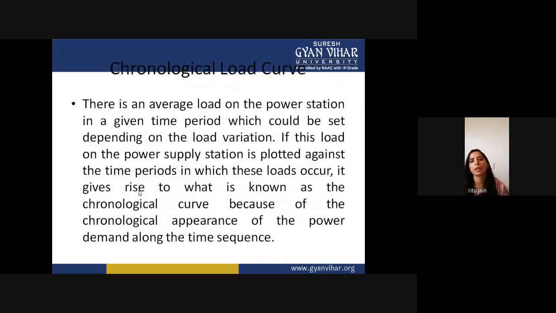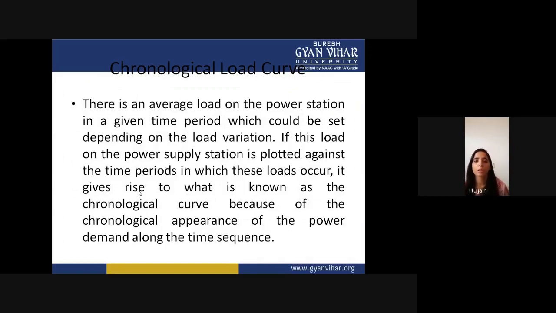Next, we come to the chronological load curve. It is also important. We have already seen the formula of average load. There is an average load on the power station in a given time period, which could be set depending on the load variation. If this average load on the power supply station is plotted against the time in which these loads occur, it gives rise to what is known as the chronological load curve.